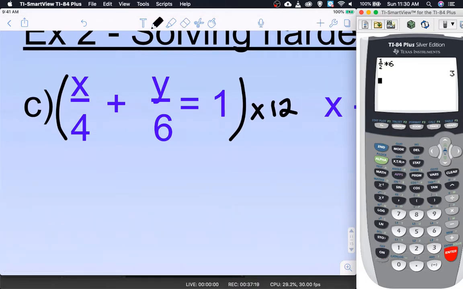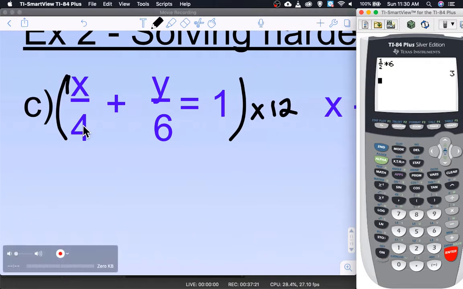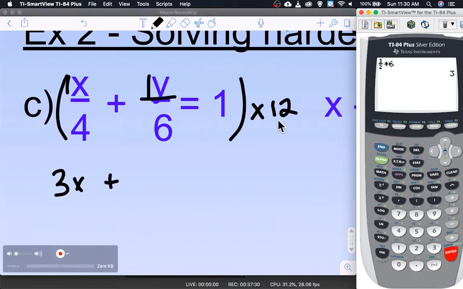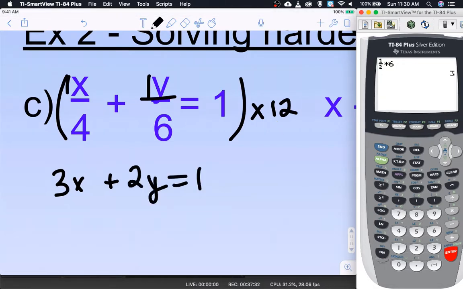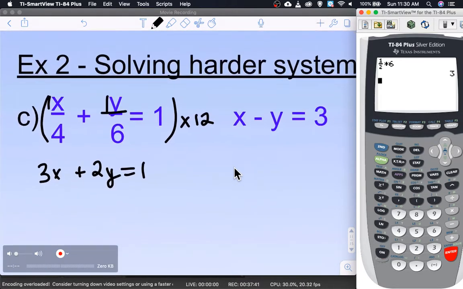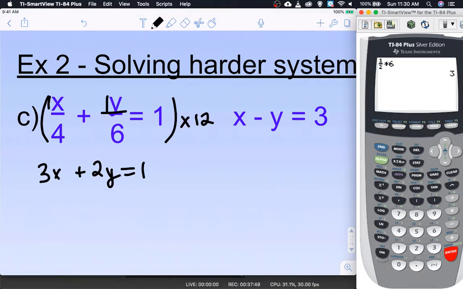So if I rewrote this, 1/4 times 12 is 3x. 1/6 times 12 is 2y. So now I've got rid of my fractions. I have 3x plus 2y equals 1. These equations are equivalent. And there's my other equation. If you did not finish solving this system of equations yet, go ahead and pause the video and do that now. If you did, let's keep going.